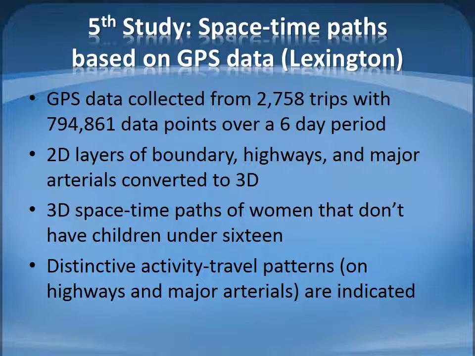So they did the last study in Lexington, Kentucky, where they had the GPS data, where there were points taken at various locations along each travel route, and they studied the space-time paths of women that don't have children under 16. And by doing this, they were able to prove that they can show distinctive activity travel patterns through these methods. Well, that's about it.